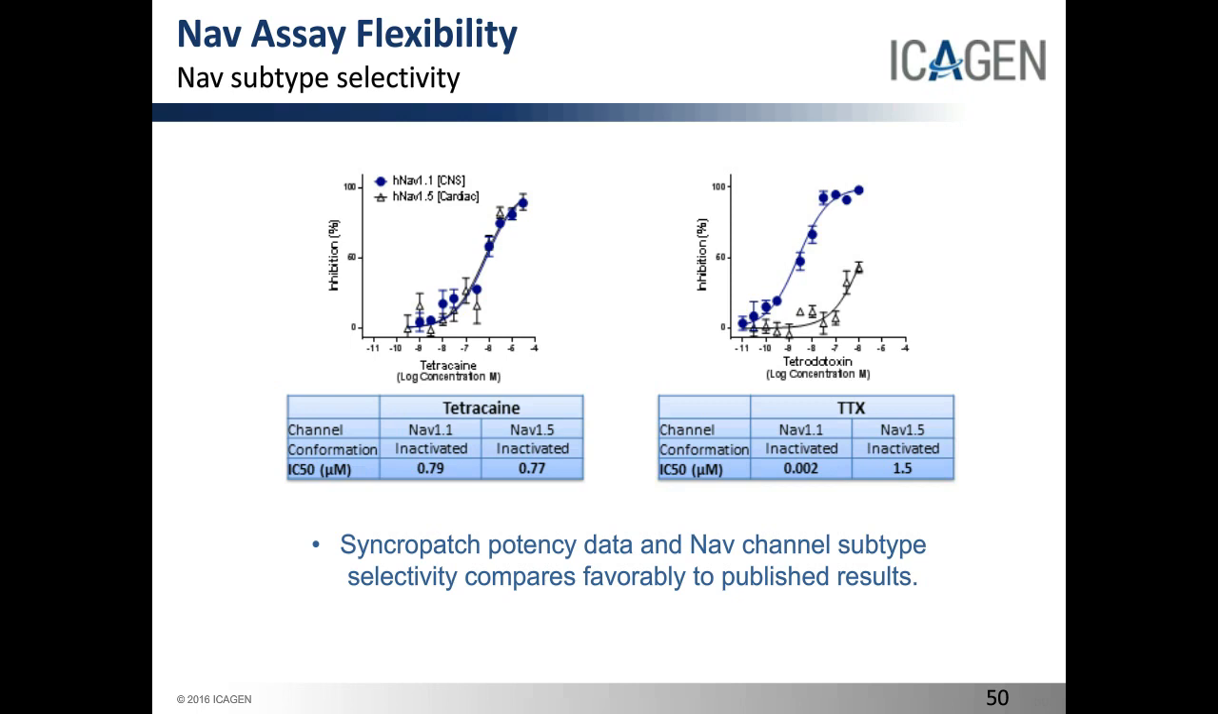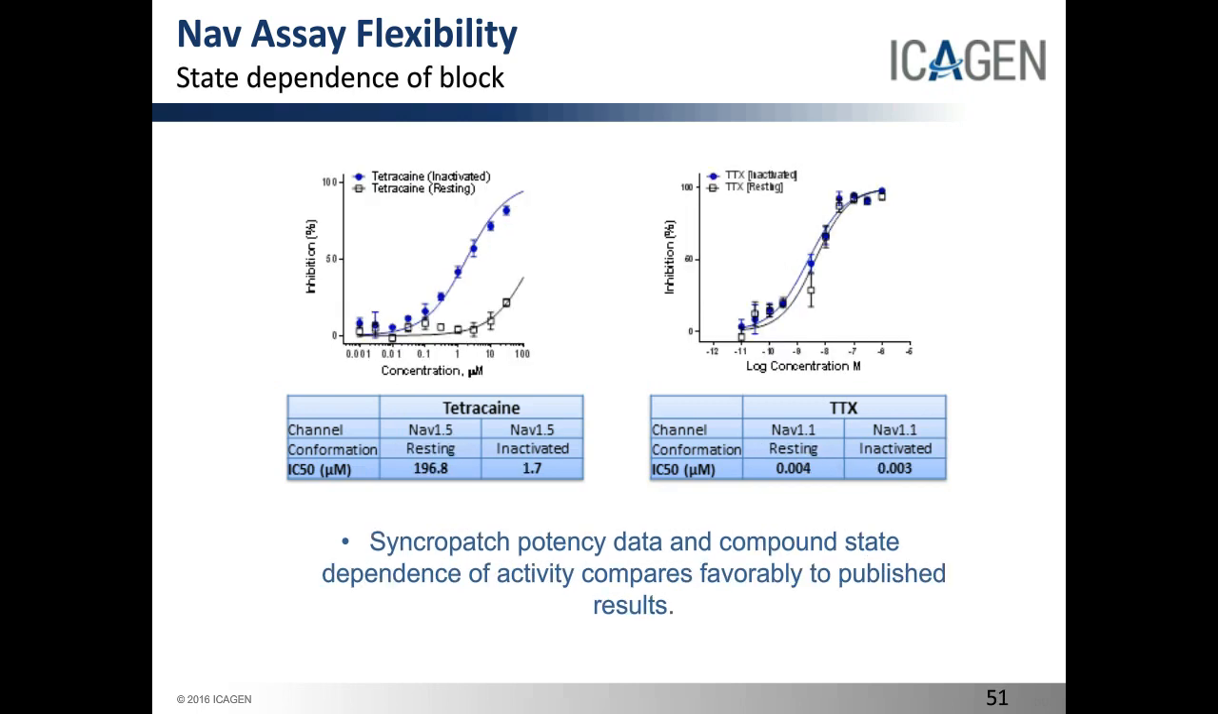When we get the state dependence of inhibition using these two compounds against these two channels, we also see consistent results. So when tetracaine is applied to NaV1.5, it's potent against the NaV1.5 inactivated channel with an IC50 of 1.7 micromolar. However, it doesn't really block the resting channel at all. However, TTX, when applied to NaV1.1, shows no state dependence at all. But all of these findings are consistent with previous results, as these are well-behaved and well-understood compounds.